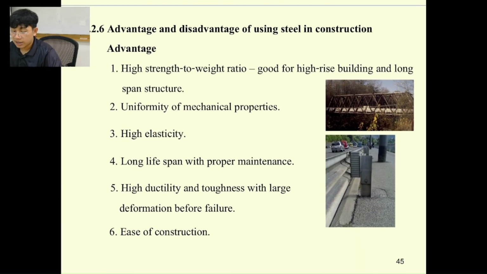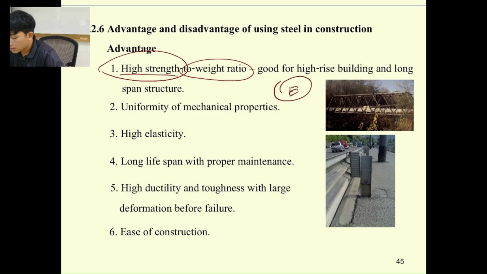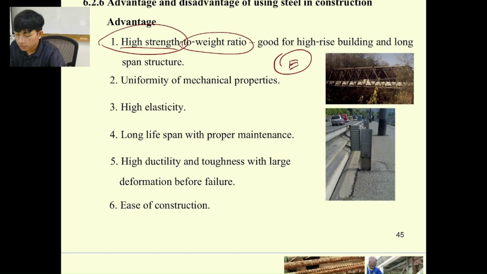Okay, so if you look at the benefits of steel, it has really high strength compared to its weight ratio. It looks heavier, but it's really good for strength resistance. It's also really good for high-rise buildings and long-span structures because it provides really high stiffness, and uniform mechanical properties, which means the manufacturing guarantees uniformity of the mechanical properties, so it can guarantee the strength.